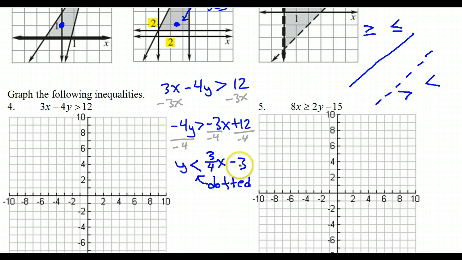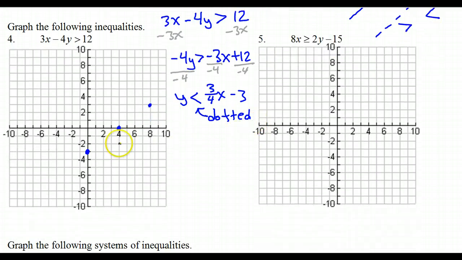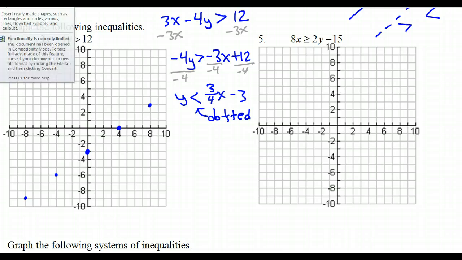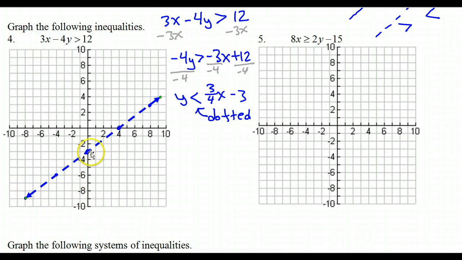Now, as we go to graph it, we start at -3, because that's our y-intercept, and we go up 3 over 4. Up 3 over 4. Alright, down 3, back 4. Repeat. Alright, and now we need to draw a dotted line through here. Okay, so we'd have this.